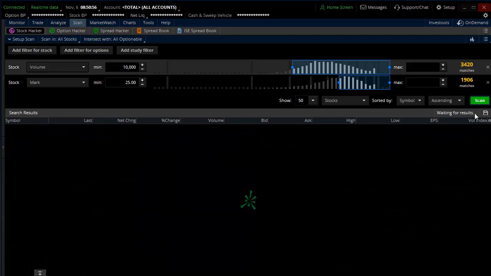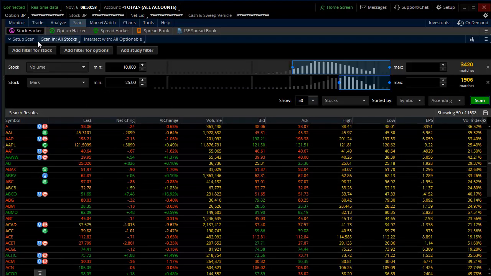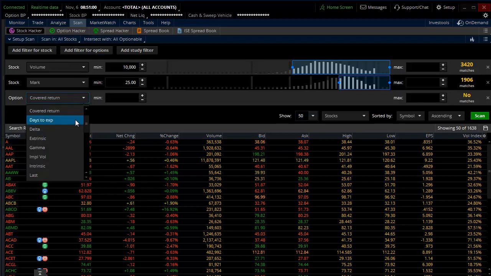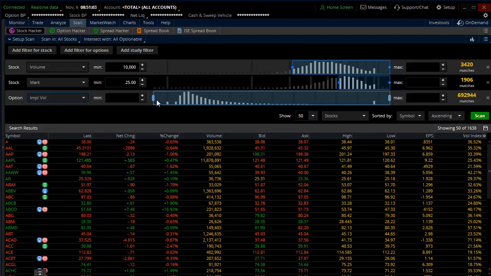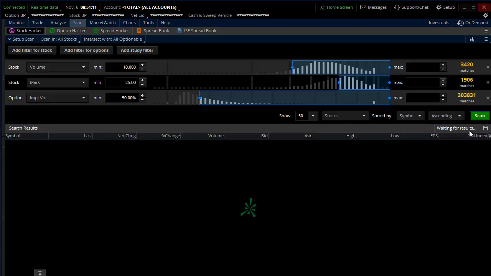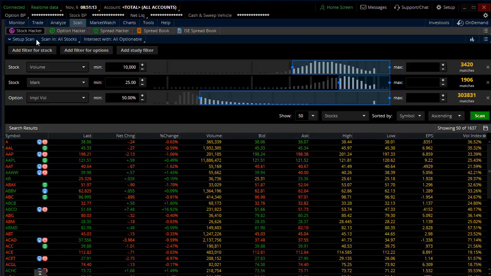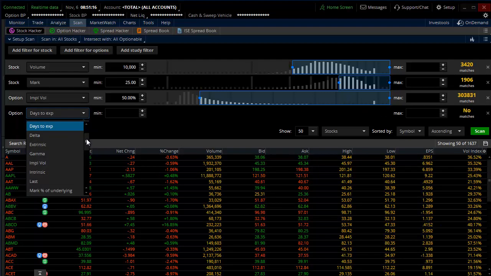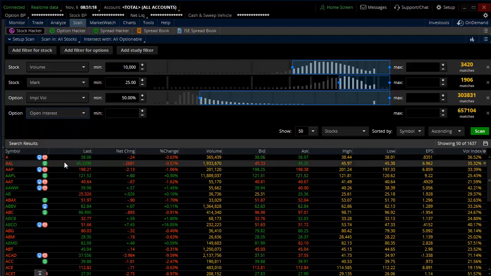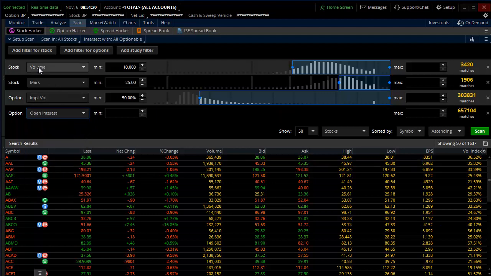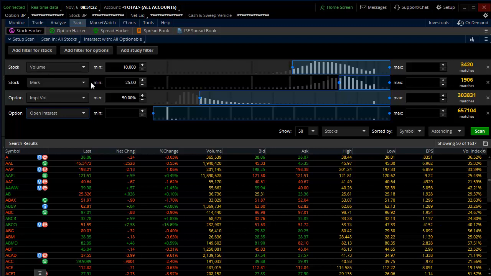So let's get rid of that. All right, so we're at 1638. I'm going to add a filter for options. I'm going to go implied volatility. We're going to come up here to, we'll say 50%. All right. I'm going to hit scan. It's going to keep us probably right around the same. And then I'm going to add one more, and I'm going to go open interest. I want stocks that only trade options that have a higher than 50% implied volatility.